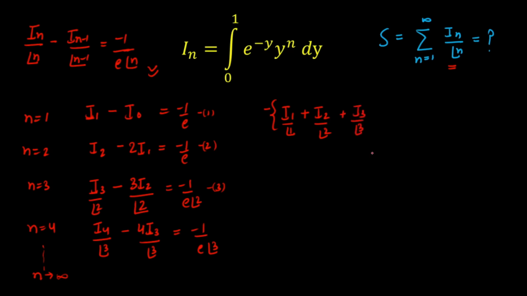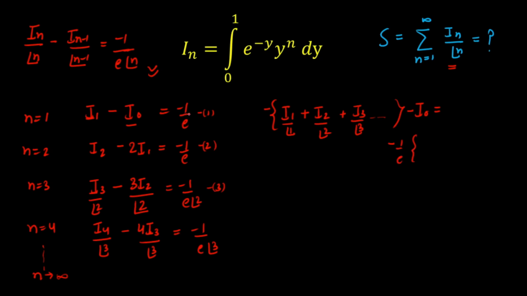So if you follow this trend, you will get all the integrals with the index: I4 upon 4 factorial, I5 upon 5 factorial, and so on up to infinity. Minus 1 is remaining, that is minus I0. So I'll write here minus I0 is equal to, now let's calculate the right hand side, that is minus 1 by e. So 1 by e is common everywhere, so I'll take minus 1 by e common.